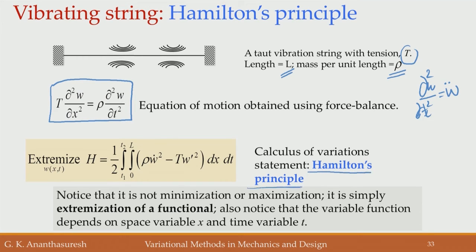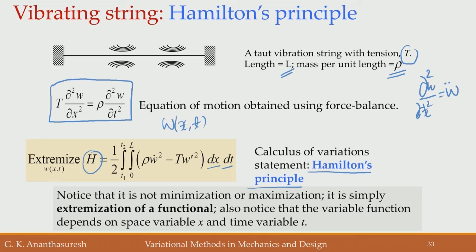known as Hamilton's principle, where we have something called an action integral, which is denoted sometimes by A, sometimes by H, where there is a functional. If you notice, this functional has two variables x and t. We are integrating with respect to x and t because our function W here is a function of x and t. So, we have an extremized functional in two variables x and t, which is given as rho W dot square minus T W prime square, integrated from 0 to L over the space and T1 to T2 over time.